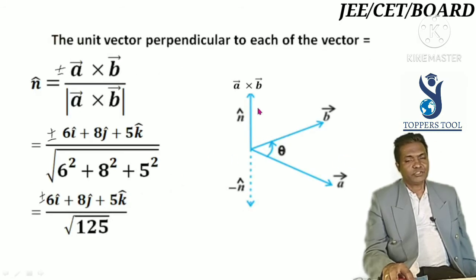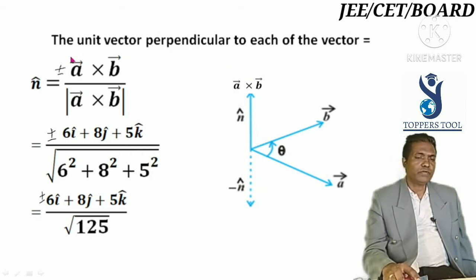Now this is your A cross B. We want the unit vector along this direction, meaning n cap. How will you find the unit vector in the direction of any given vector? You have to divide that vector by its magnitude. So we will divide this vector by its magnitude. And remember that there is one more vector which is perpendicular to both the vectors but in the opposite direction. This is minus n cap.